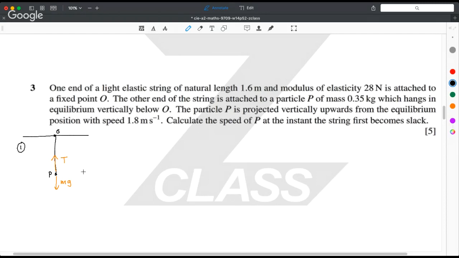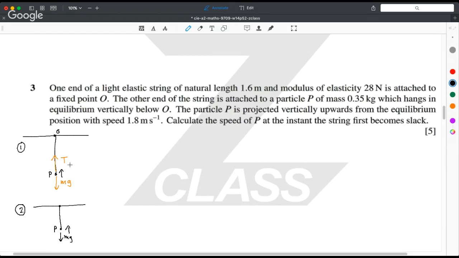So let's think about what energies are involved here compared to what energies are involved in scenario 2, where you've got this thing hanging, but it's sort of on its way up. And there's going to be no tension in the string because there's no elastic. So there's just mg acting downwards.